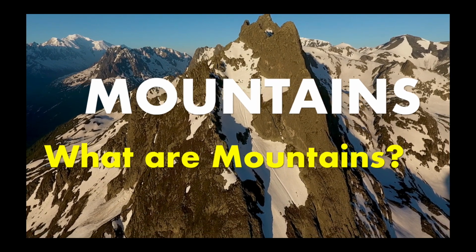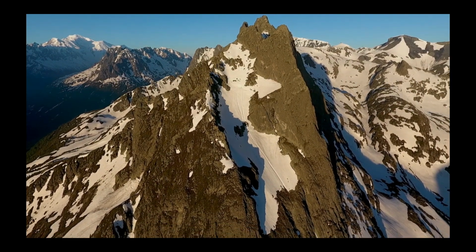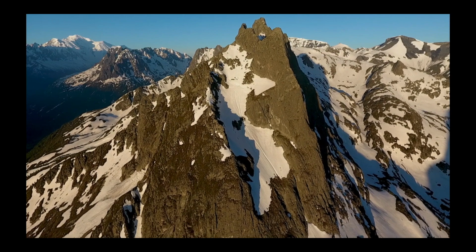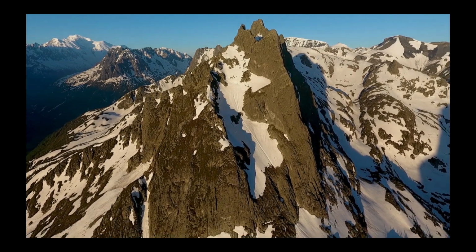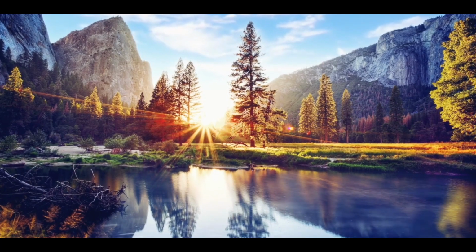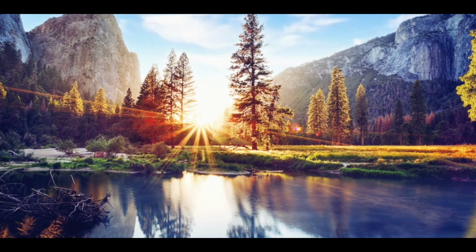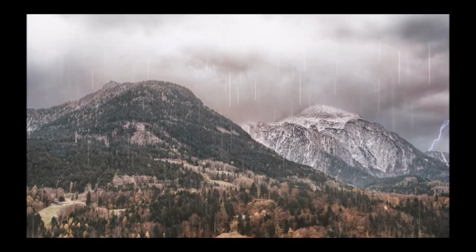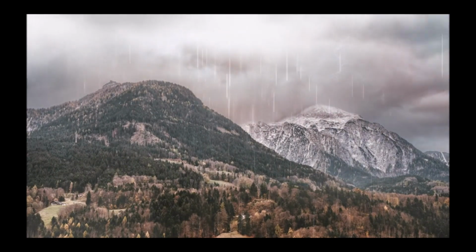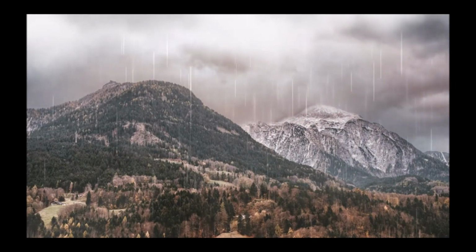Everybody knows what a mountain is. It is a section of land that is much higher than the land around it. To be classified as a mountain, the top of a hill or mound of land must be at least 600 meters higher than the surrounding land.